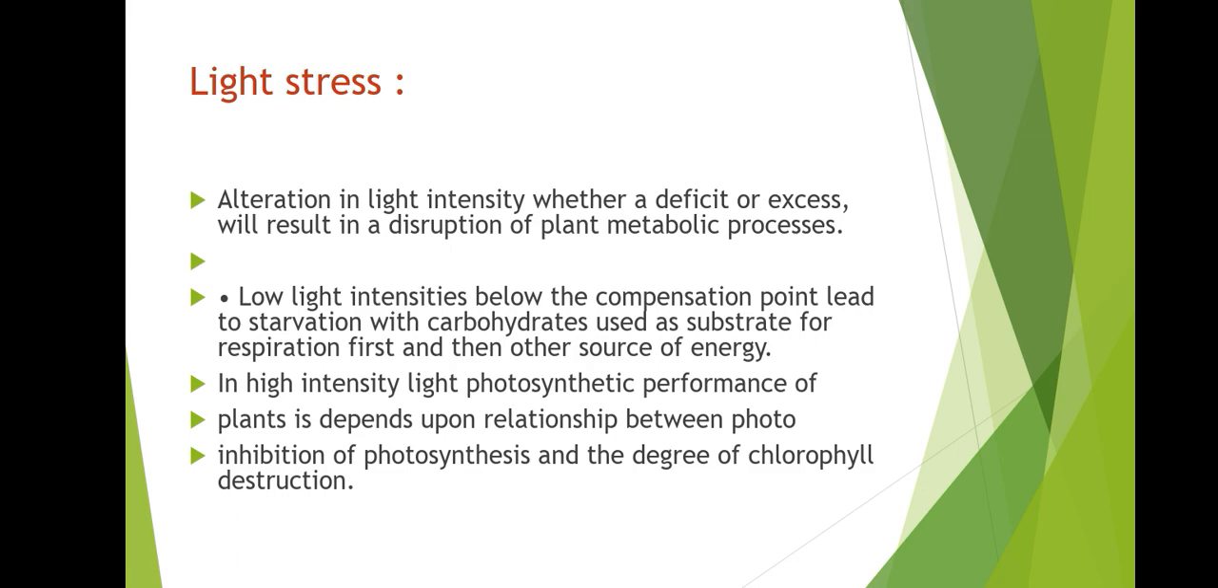The second abiotic stress, light stress. Alteration in light intensity, whether a deficit or excess, will result in disruption of plant metabolic processes. Low light intensity below the compensation point leads to starvation, with carbohydrate used as substrate for respiration first and then other sources of energy. In high intensity light, photosynthetic performance of plants depends upon the relationship between photoinhibition of photosynthesis and the degree of chlorophyll destruction.